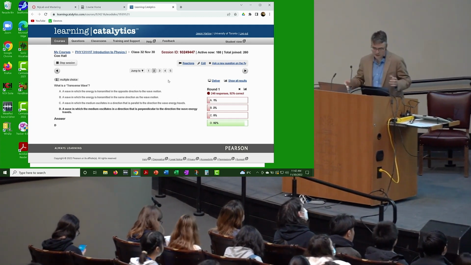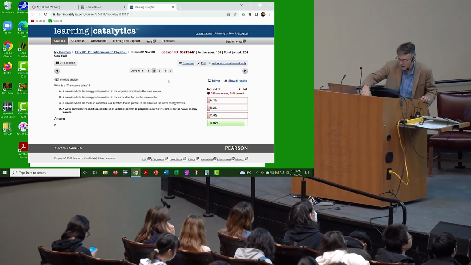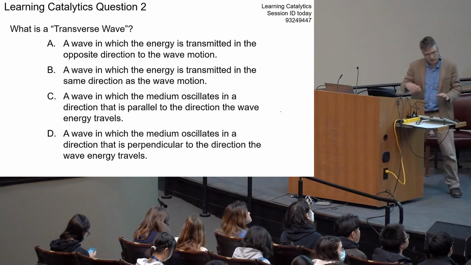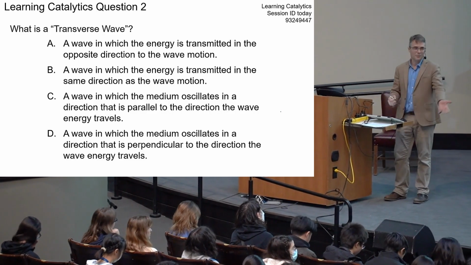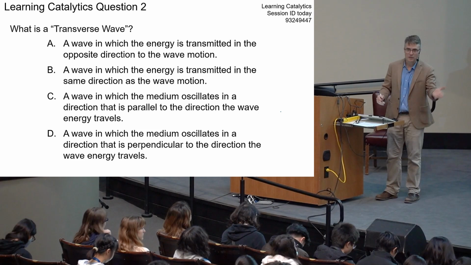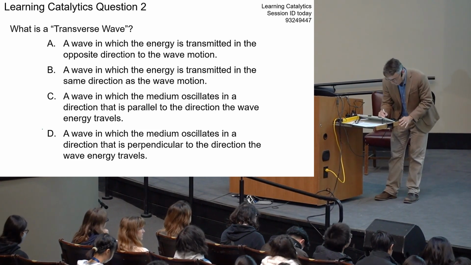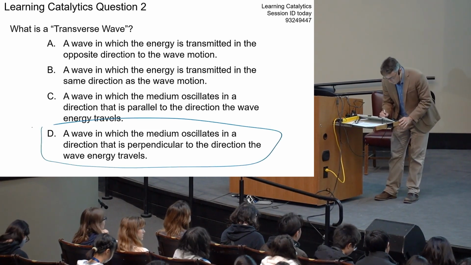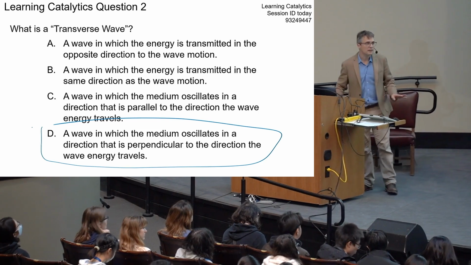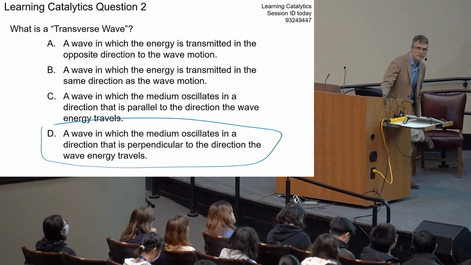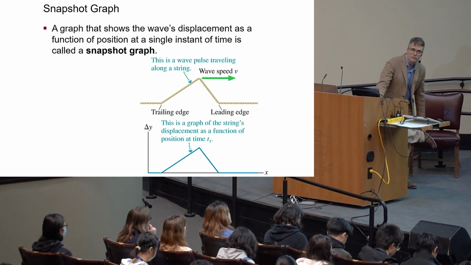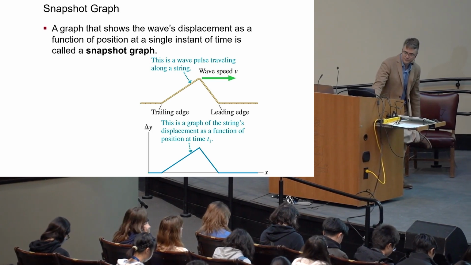And survey says most people are saying D, so that's the one I like. Transverse means what we normally did: you stand up, sit down, and yet the wave energy travels from left to right. That's what most of this chapter deals with, transverse waves, and that's what all these waves on a string are.